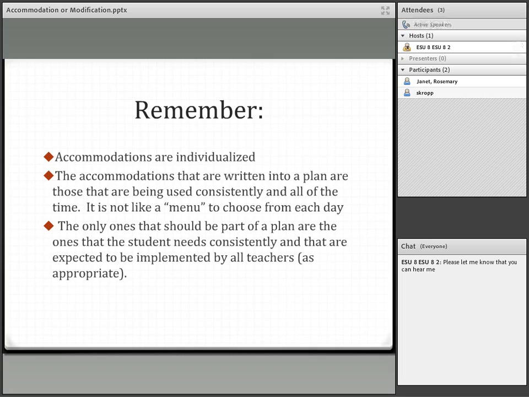What you're saying as a team is that those are accommodations that are going to be used consistently all the time. It's not a menu like, oh, for this class, it's this accommodation for this particular activity. We want to look at the ones that we're using consistently and have those written into a plan. The only ones that should be part of a plan are the ones that the student needs consistently and that are expected to be implemented by all teachers. So again, not thinking of it as a menu, but as these are the ones that we are regularly putting in place for a student.